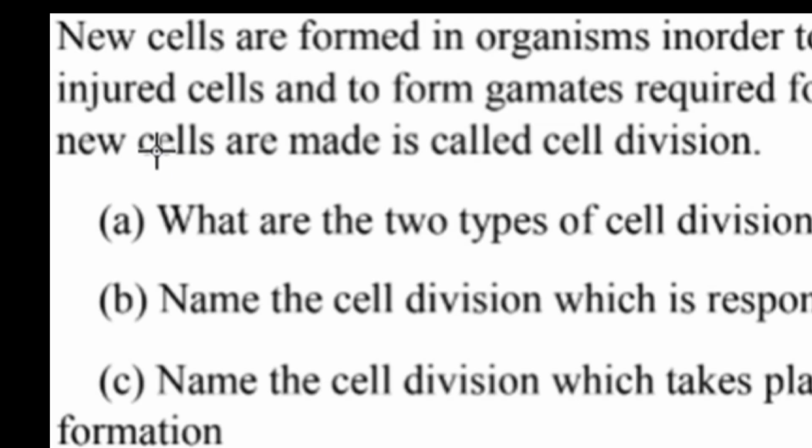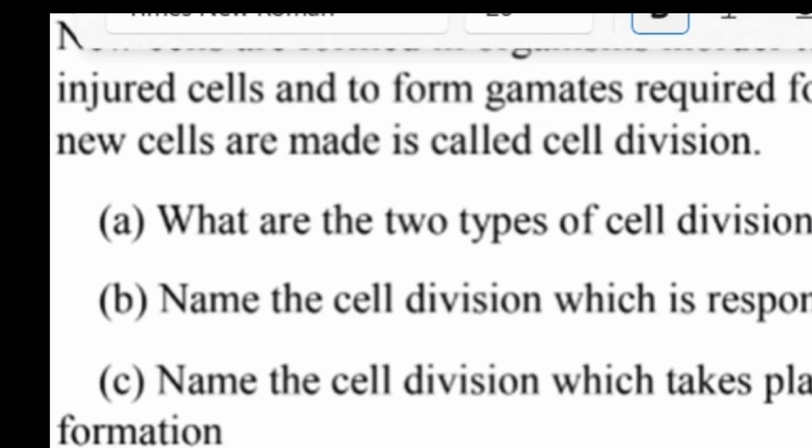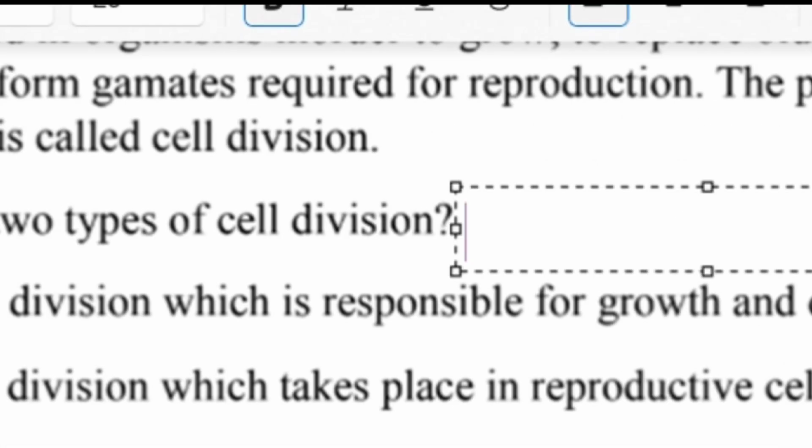The process by which new cells are made is called cell division. Now the question is, what are the two types of cell division? The two types of cell division are, one is mitosis and the other is meiosis.